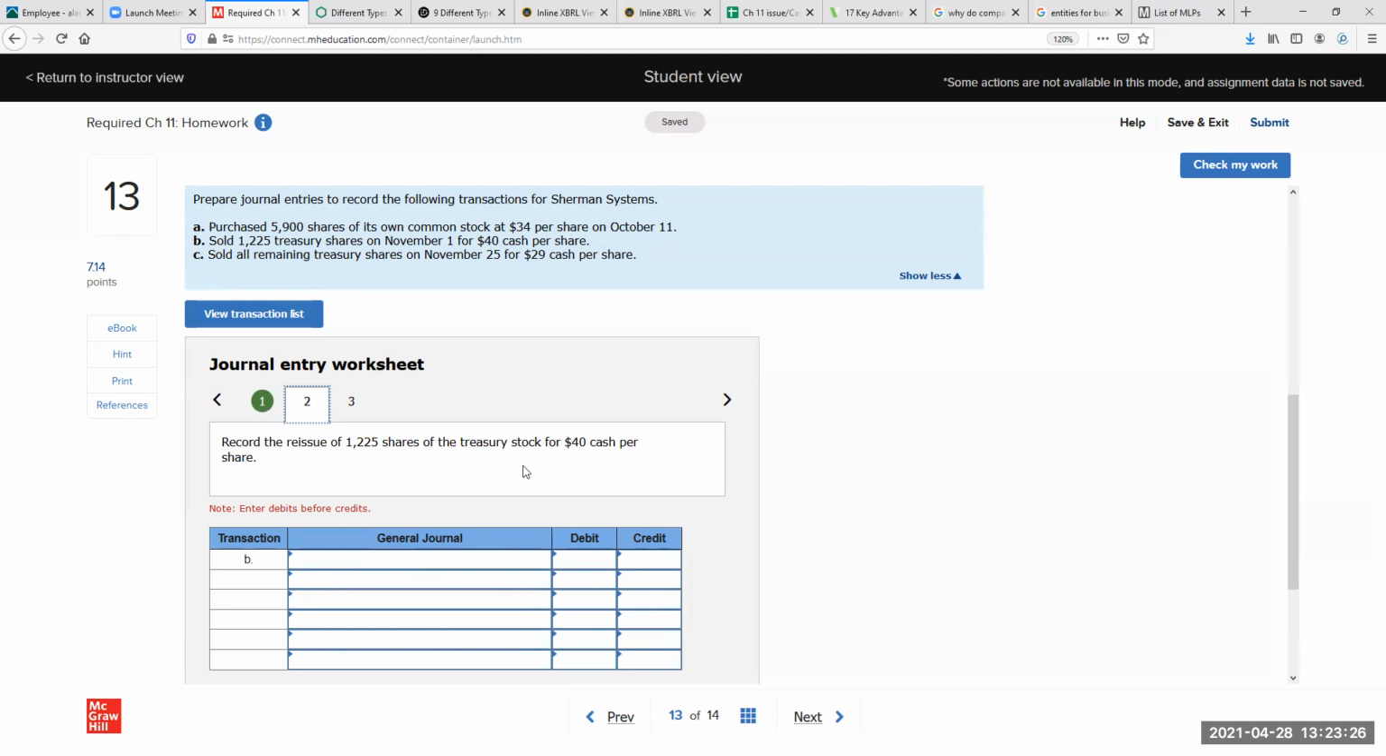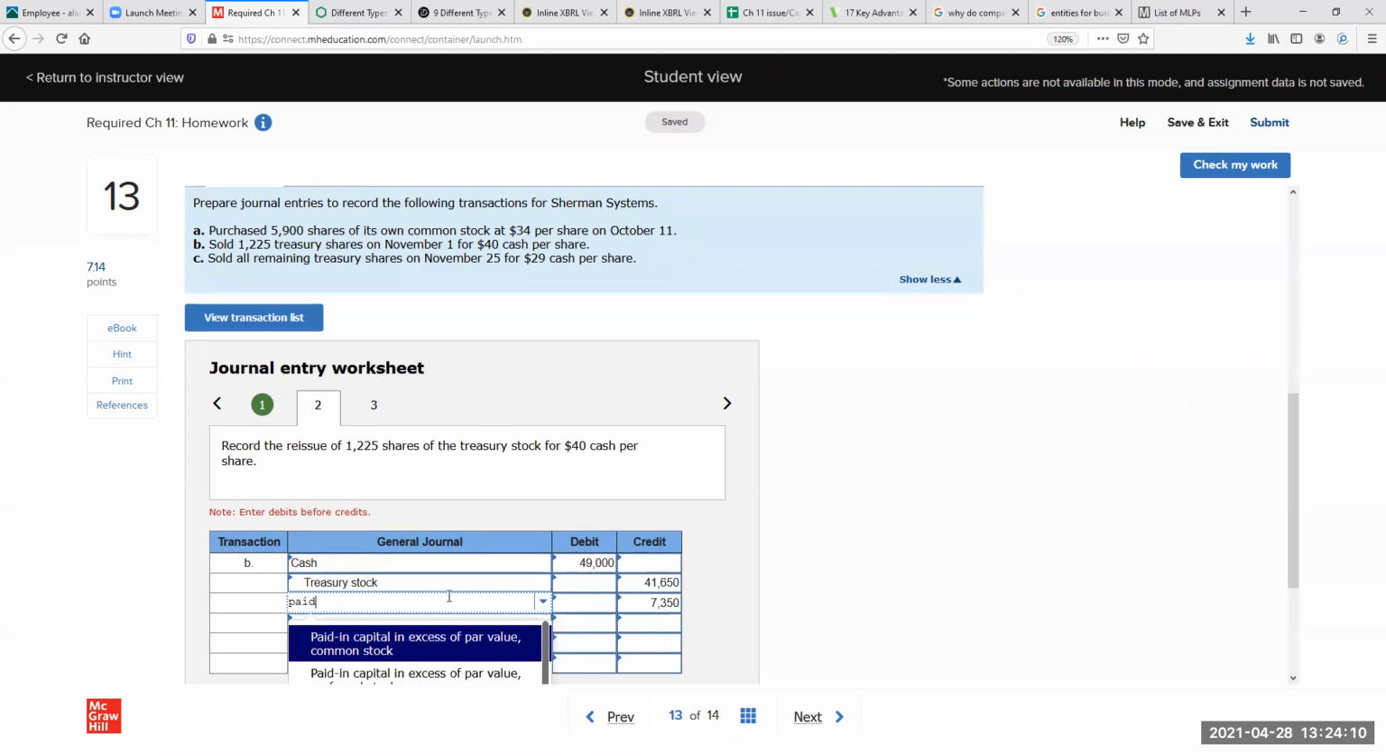So now you sell some for 40. So see, now cash is going up if you decide to reissue it. 1,225 times 40. So it raised $49,000 of cash today, but it paid 34. So you have to credit the treasury stock for the $34 that you paid times the 1,225, 41,650. And now it'll become evident that the difference goes where you raised extra capital. So now you had paid in capital from treasury stock.